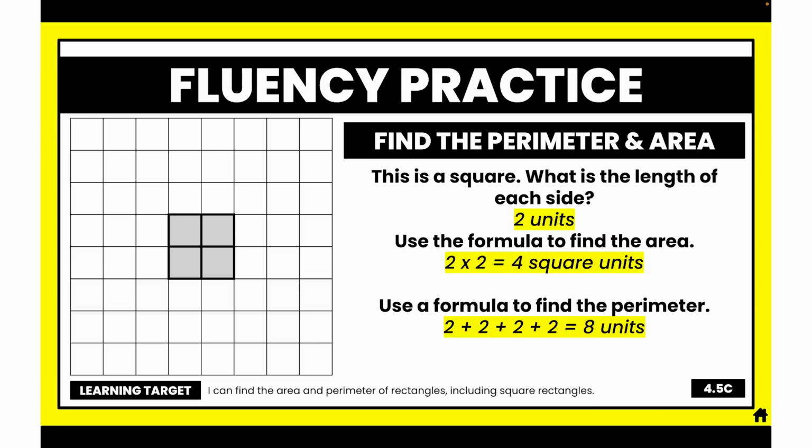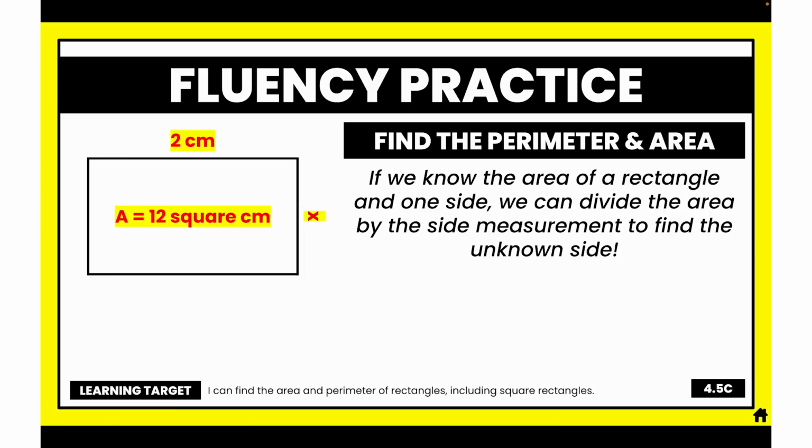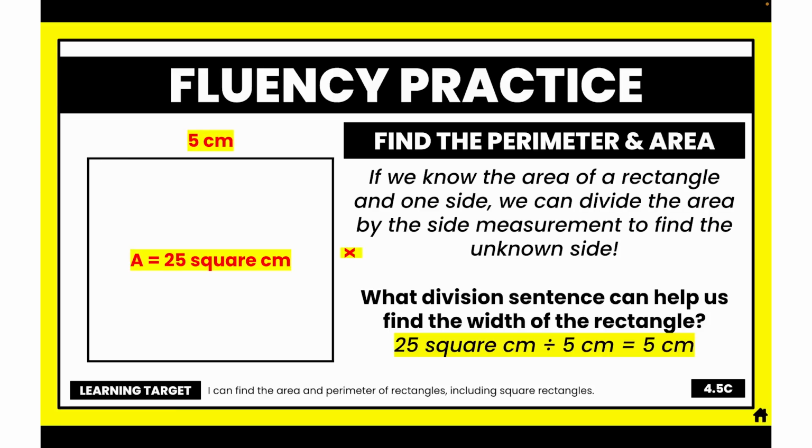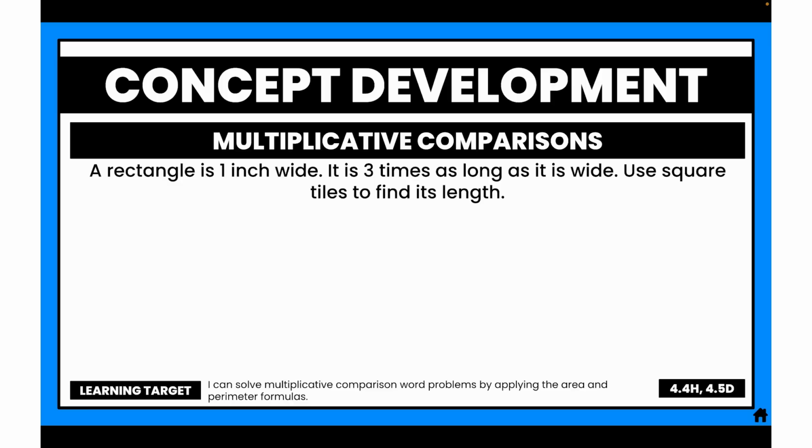Then we've got squares. Got another square. Then we've got some with missing sides. So we go through all of these slides. They're real fast. Then we have the application problem. I usually add in some kind of an image that goes with it. And once again, I've got the workbook page.